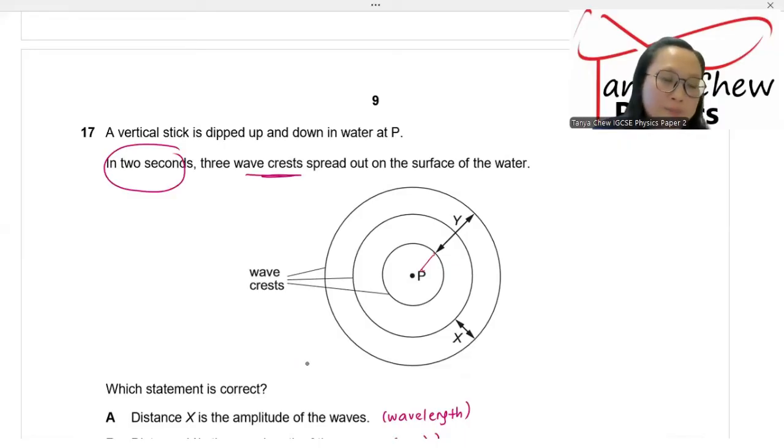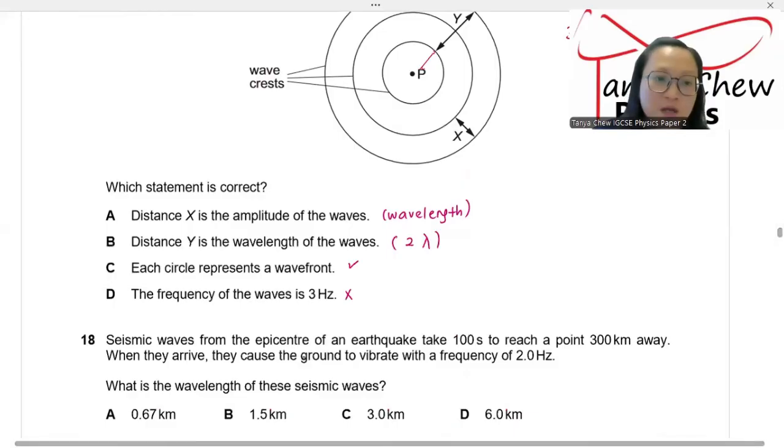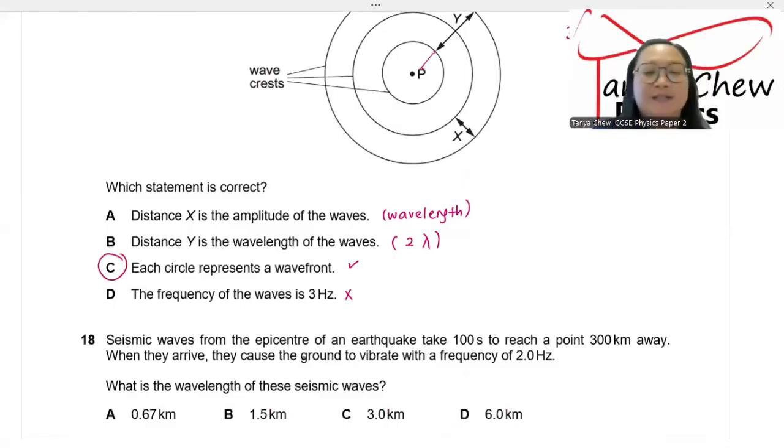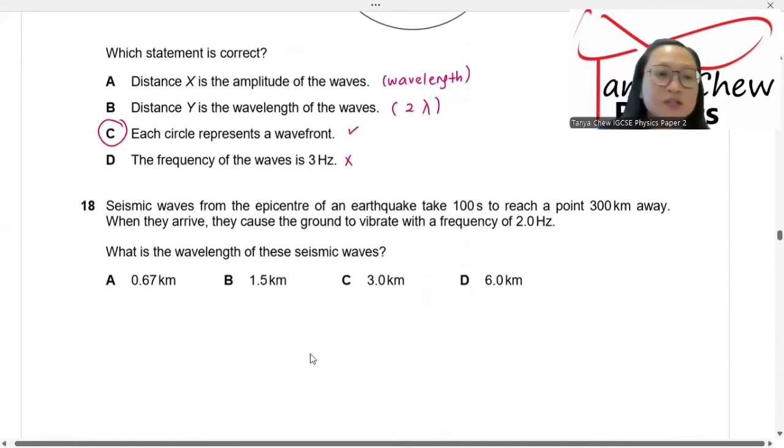So 3 lambda, okay, the period that is formed is actually 3 periods. So 3 periods is equal to 2 seconds. 1 period is 2 divided by 3 seconds. So it is definitely not 3 hertz. So D is not the answer. C is the answer. Now, question number 18.